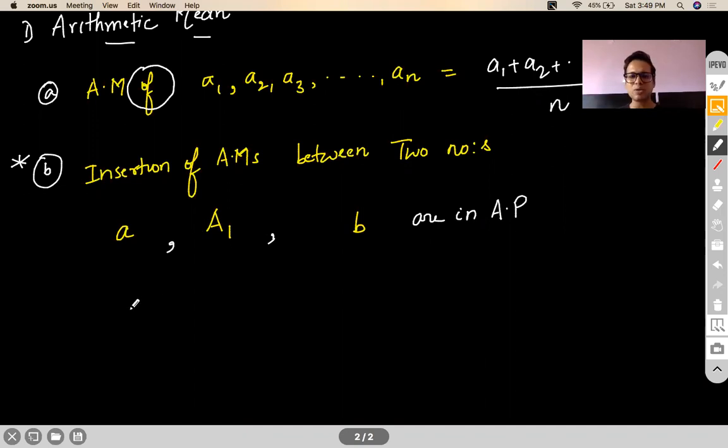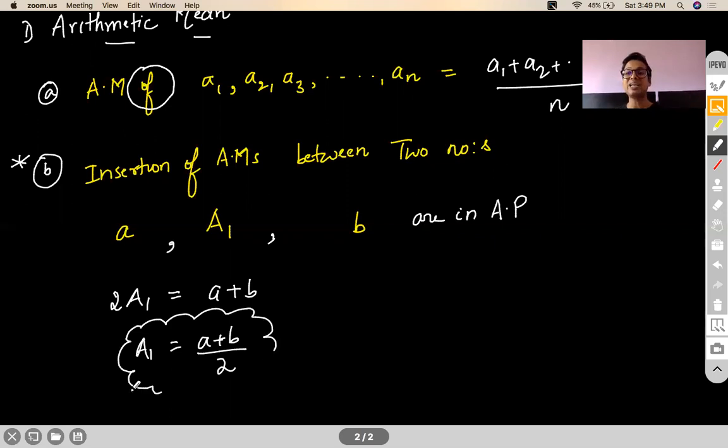This is very easy to find out. To find A1, I can use the formula that twice the middle term is the sum of the first and the last term. That gives you the value of A1 in terms of A and B. So this is your arithmetic mean between A and B. And coincidentally, this is also the arithmetic mean of A and B, so it satisfies both criteria. A1 is not only the arithmetic mean between A and B, it is also the arithmetic mean of A and B. Any questions in inserting one arithmetic mean between A and B?